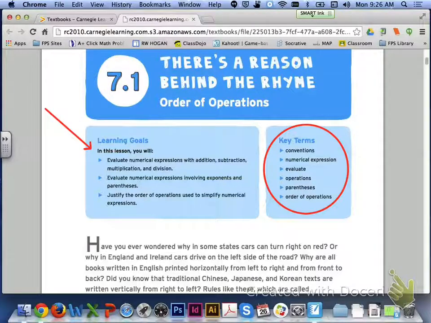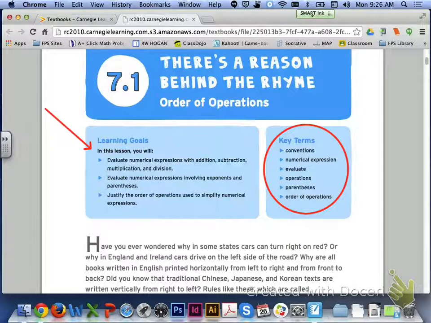Hi class, in Chapter 7 we will be introduced to expressions and talking a lot about algebra throughout the lessons. In Lesson 7.1 our focus is going to be order of operations. Learning targets for 7.1: we will be evaluating numerical expressions with adding, subtracting, multiplying, and dividing.